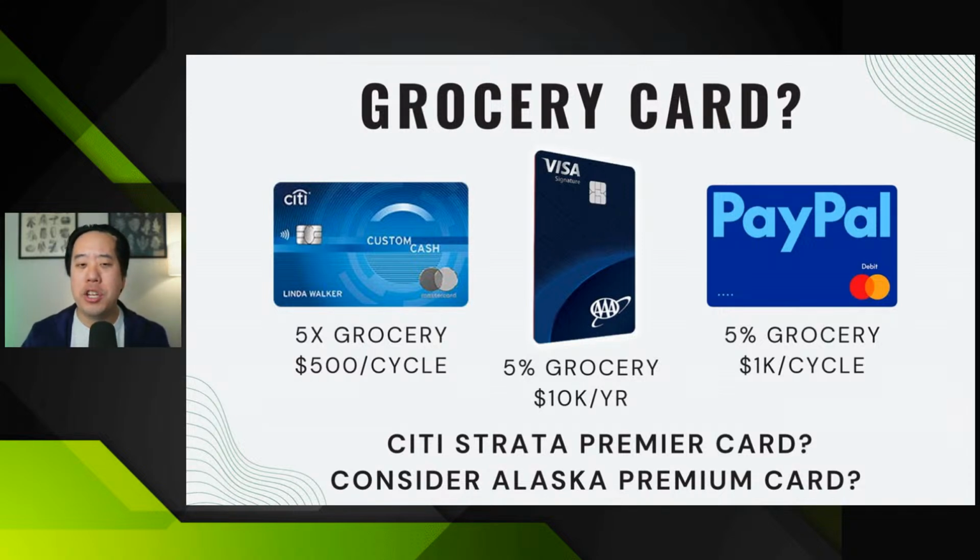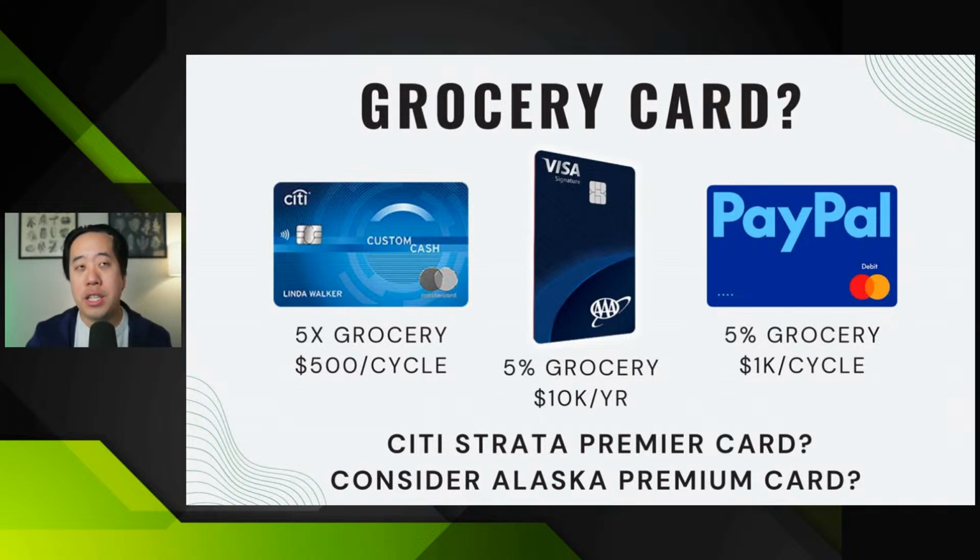These are the three that I put on the slide here, but obviously the Citi Custom Cash card is the big one. Everyone loves that card, and it's definitely popular down in the chat here. It's got that 5x on grocery for $500 per cycle. You have, my favorite, the PayPal Debit Mastercard, which is 5% grocery at $1,000 per cycle, and it also includes Target, Walmart, and Costco. And then you have the AAA Daily Advantage Signature Card, which gets you 5% cashback on groceries up to $10,000 per year. Those are three options you can combine with your Autograph or with your Wells Fargo setup to help get you the grocery category as well.